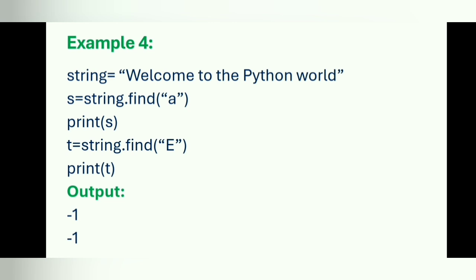The Python string find method returns the index of the first occurrence of the substring in a given string. The find method returns -1 if the substring is not found.